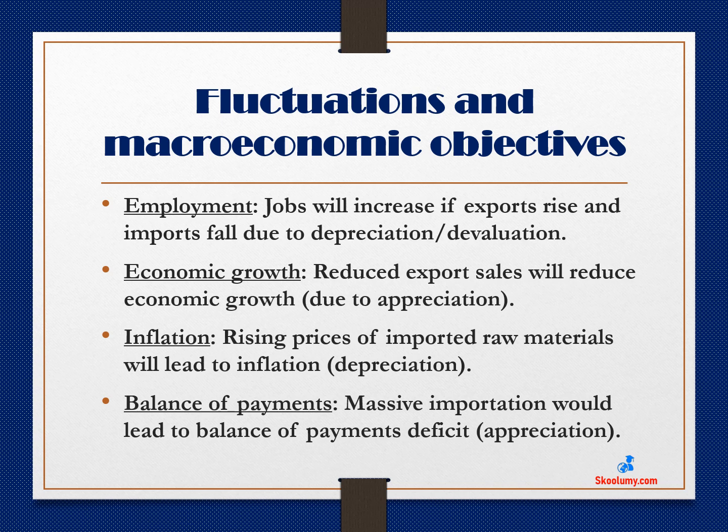Fluctuations and macroeconomic objectives. Macroeconomic objectives are the targets or aims the government has for the whole economy. They include exchange rate stability, reduction of unemployment, economic growth, reducing inflation, and maintaining balance of payments equilibrium. We want to examine the relationship between exchange rate and other macroeconomic objectives. Firstly, depreciation or devaluation increases exports.